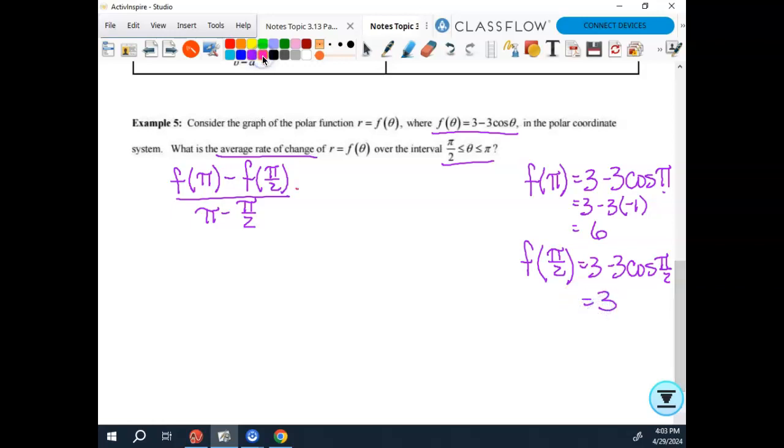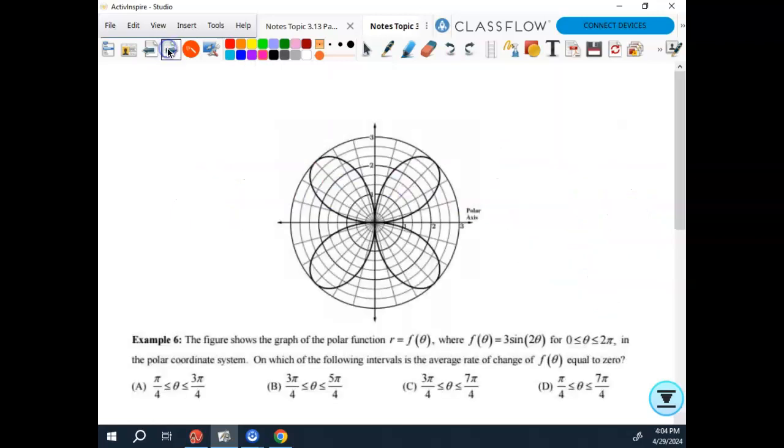So when I come back over here, that means I'm going to get 6 minus 3 over, well, pi minus pi halves is just pi halves. And that's going to give me 3 over pi halves, which I'm pretty sure we could leave it like that, but we also know what to do. We keep change flip. 3 times 2 over pi gives me 6 over pi. And that is your average rate of change. So it's literally the exact same, it's slope, and you do it the exact same way you do slope. No biggie. All right, now let's look at this.